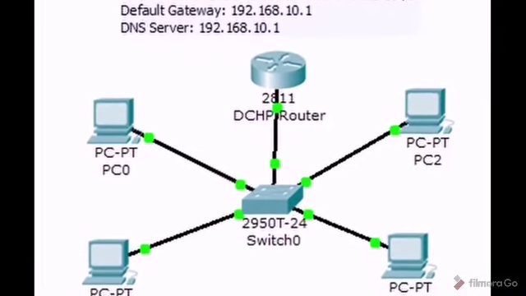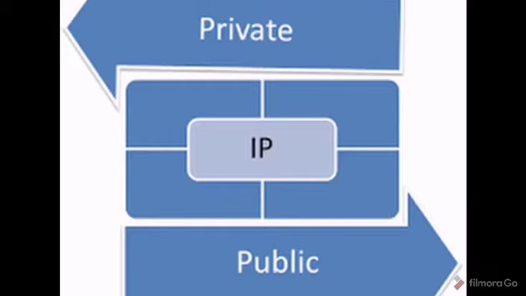So now I'm sure that you have got an idea about what an IP address is, and what private, public, static and dynamic IP addresses are.